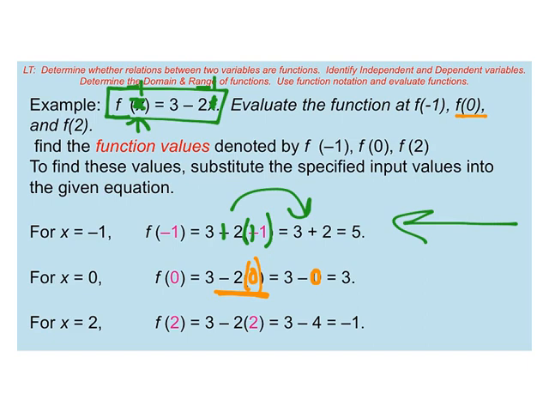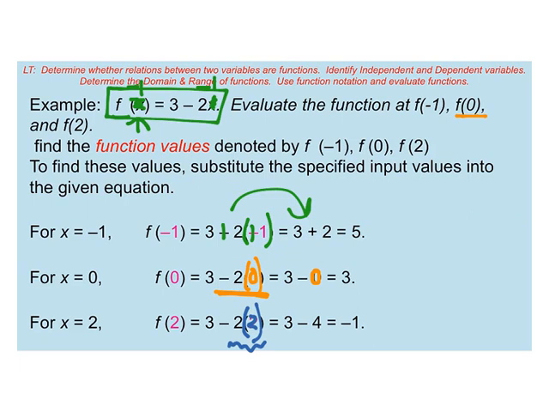Okay? Lastly, I want to evaluate the function at 2, meaning when x equals 2, what does y equal? Okay? So I'm going to substitute 2 into my variable x. So instead of 3 minus 2x, I'm going to do 3 minus 2 parentheses 2. Take care of your order of operations. Okay. 2 times 2 is 4, and 3 minus 4 gives me -1.